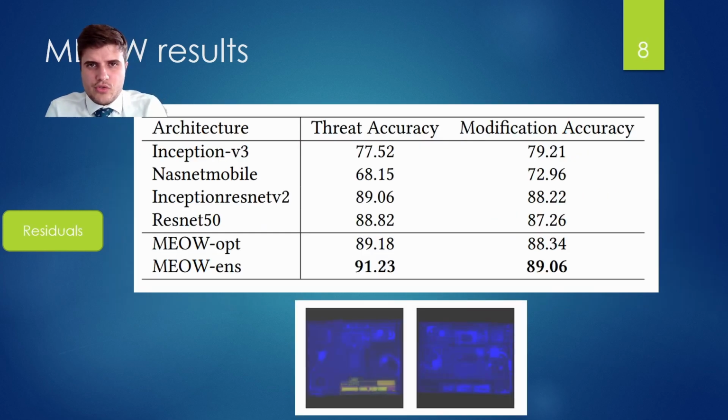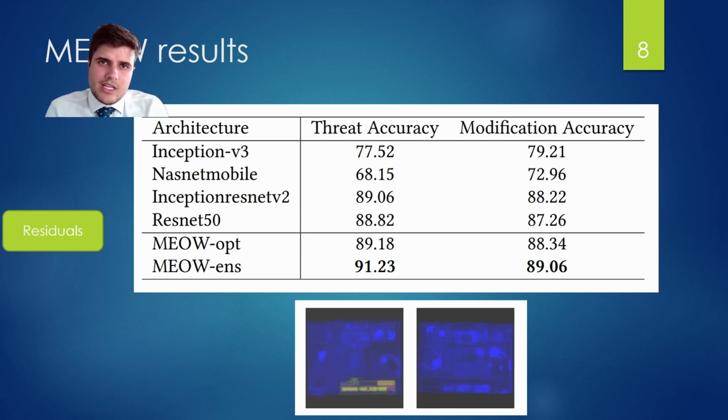The next dataset that we test the approach on is a proprietary dataset we call Residuals, provided by our industrial partners Counting Lab, which is a multi-input, multi-output dataset where a couple of images are used to make two separate predictions of a potential modification as well as a potentially discovered threat.